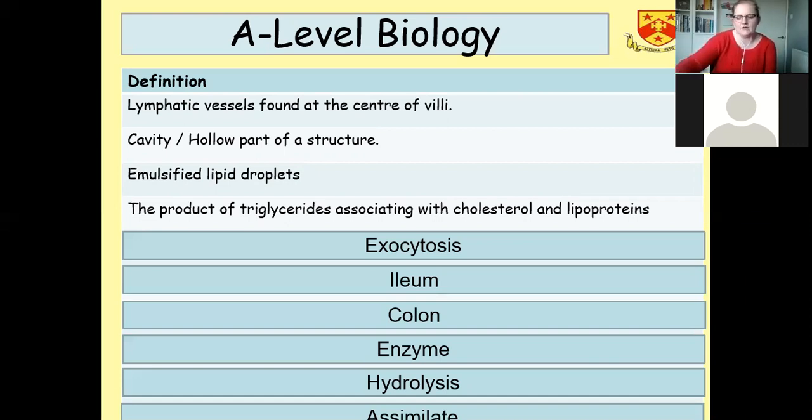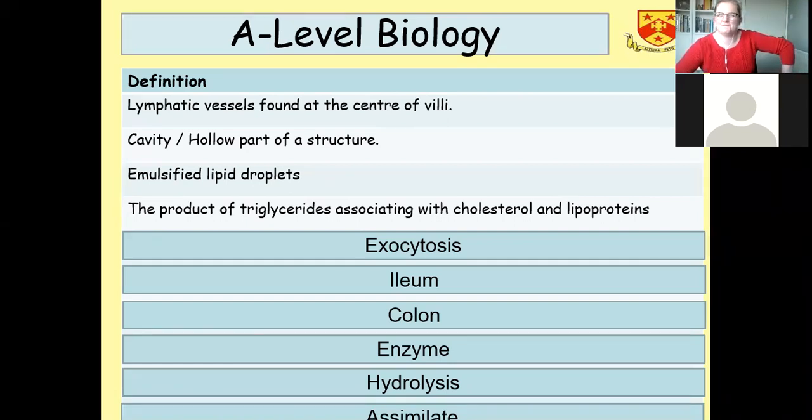So if you have a look at the name again, triglycerides when they're associated with cholesterol and lipoproteins.